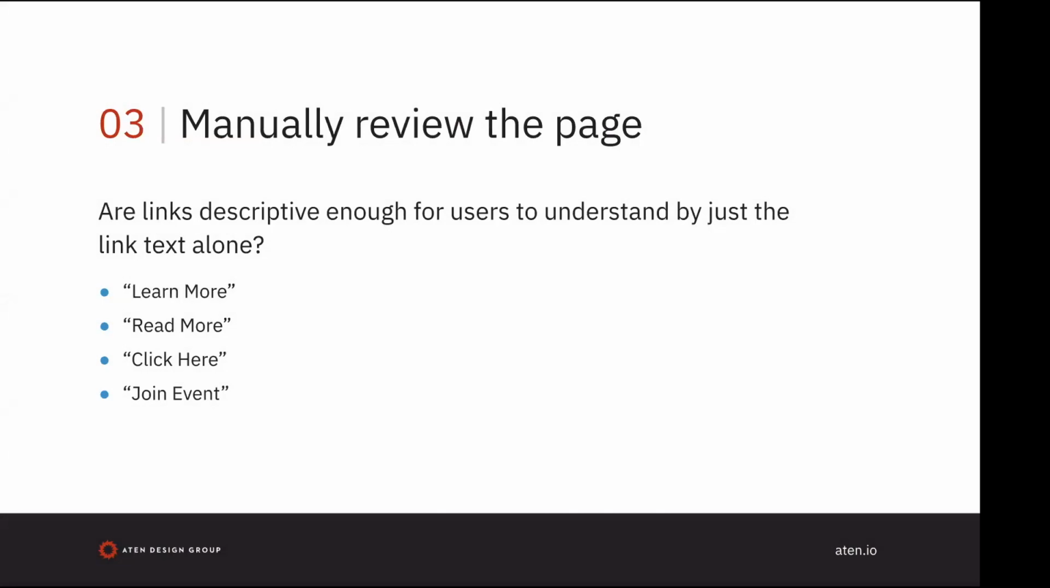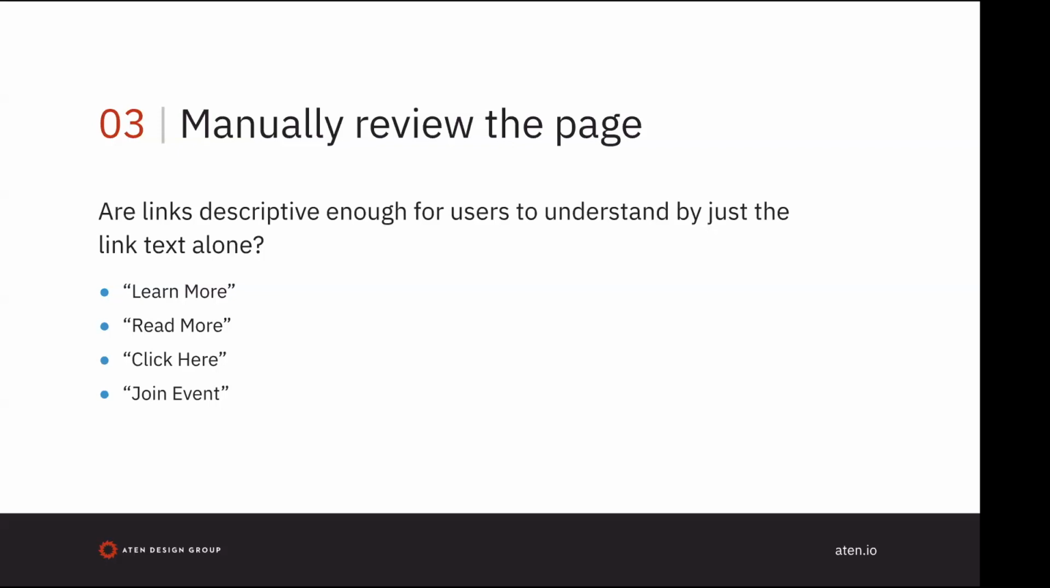You need to make sure that links are descriptive enough for users to understand by just the link text alone. So you need to avoid things like learn more, read more, click here. And in instances, sometimes join event is not even descriptive. And what I mean by all these vague links is that I mentioned screen reader users can navigate by all elements on the page. So let's say they're looking at all the links that you have on the page because they're trying to get to the content that they're looking for.